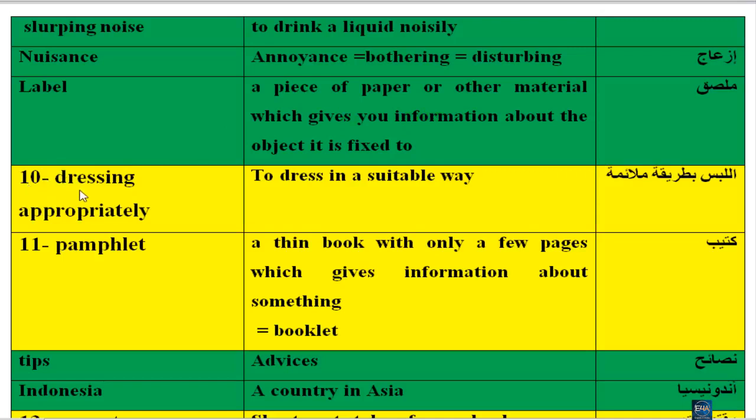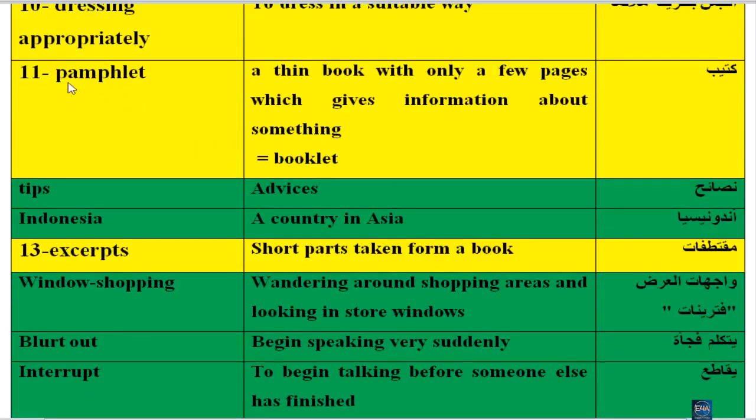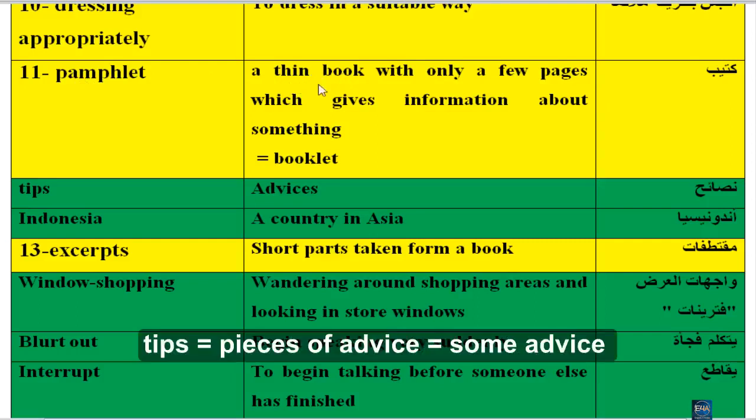10. Dressing appropriately. To dress in a suitable way. Pamphlet. Pamphlet, booklet. 11. Pamphlet, booklet. A thin book with only a few pages which gives information about something. So we can say a pamphlet, a thin book which gives information. Booklet. Tips. Advice. We can say tips.